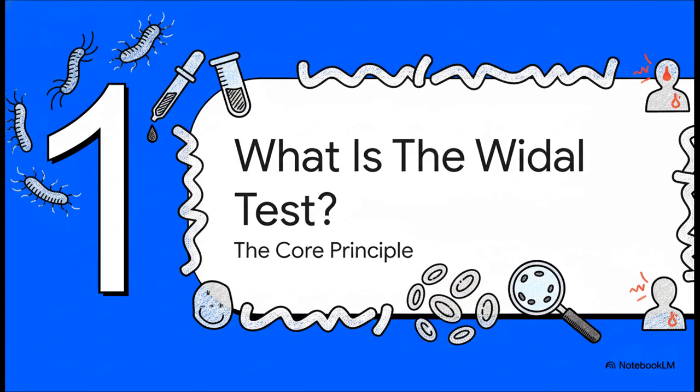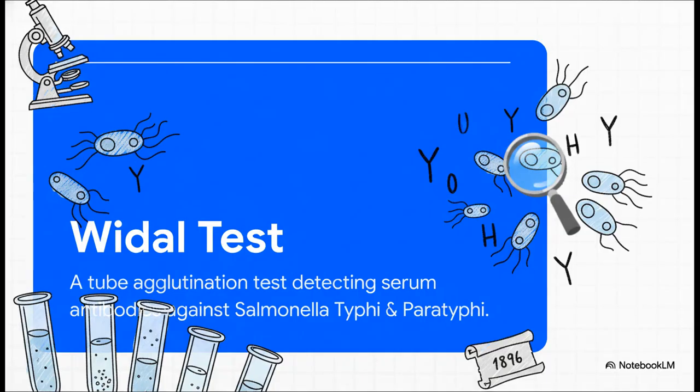First things first, what in the world is the Widal test, and what's the core principle behind it? At its heart, the Widal test is what we call an agglutination test. Just think of it like this. Your body makes antibodies, little soldiers, to fight off bacteria, the enemies. This test just looks to see if those soldiers are clumping the enemies together in the patient's blood sample. It's looking for these antibody clumps. And a little fun fact for you, it's been around since 1896, all thanks to its inventor, Fernand Widal.